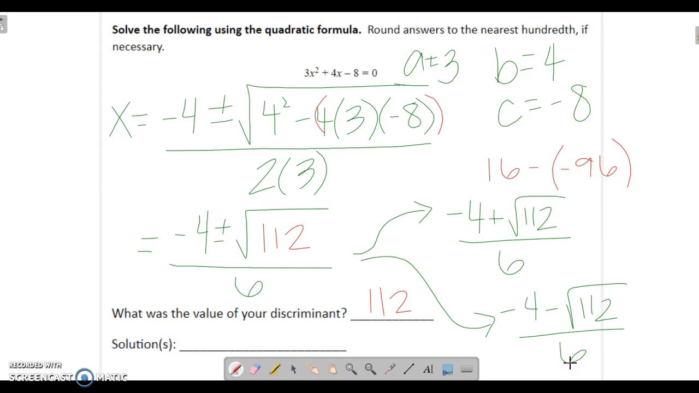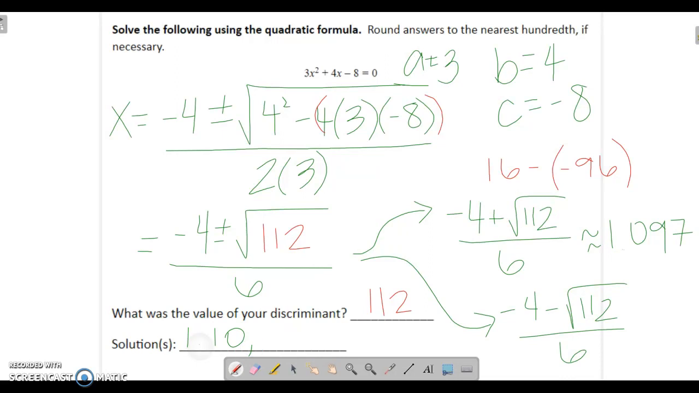So if we type each of these separately in our calculator, we do negative 4 plus the square root of 112. I normally hit enter here, and then I divide that by 6, and we're going to get decimals here. So it says round answers to the nearest hundredth. So let's see, if I type that in, I get 1.097. So to round to the nearest hundredth, that 7 is going to round that 9 up. So we're really going to get 1.10.